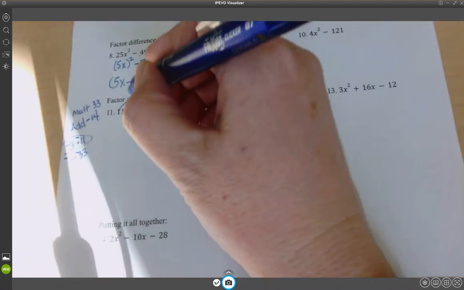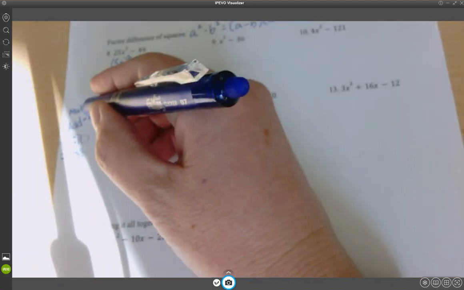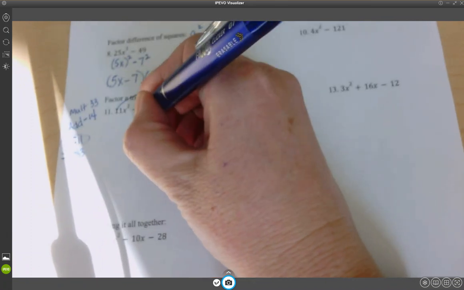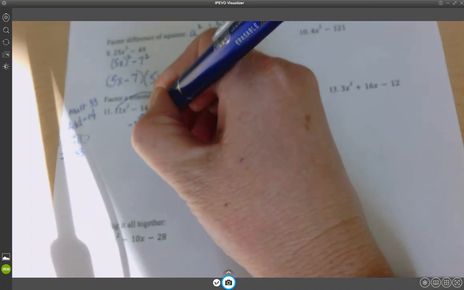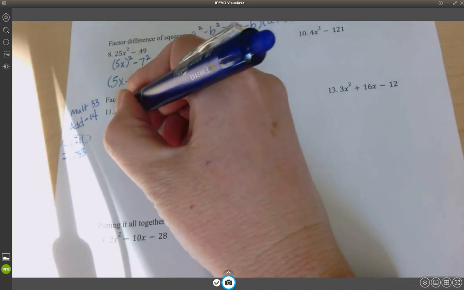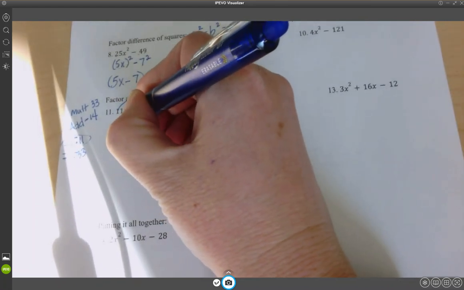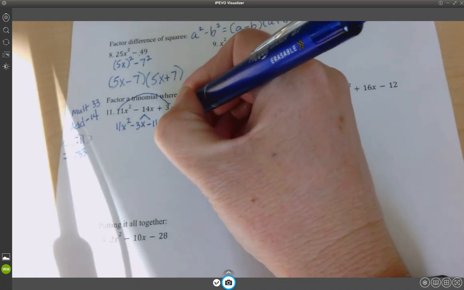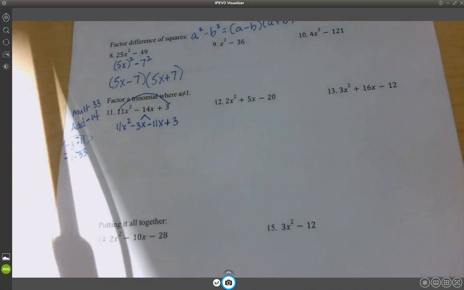So next what I do is I split my negative 14x into two pieces, negative 3x and negative 11x. The 11x squared comes down, and the plus 3 comes down. So all that changed is that I changed the negative 14x to negative 3x minus 11x.